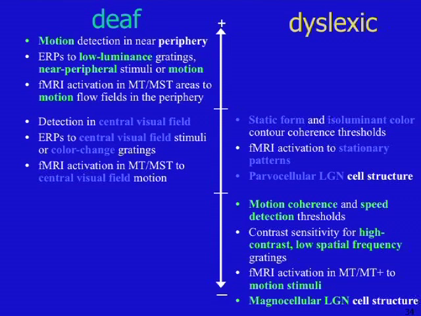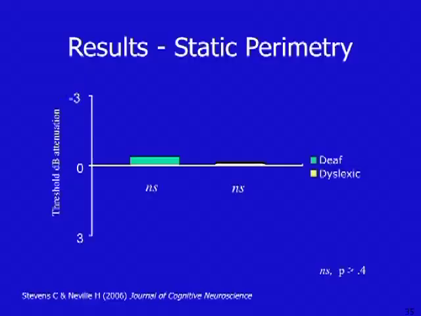So that was in the literature when we did this experiment I'm going to tell you about now. But that's just the literature. We wanted to look at this within the same experimental paradigm, because a lot of people use different paradigms. So we put people's heads in a big dome. We had congenitally deaf adults and their controls, and adult dyslexics and their controls. And detecting a light in the center of the visual field, there are no differences between deaf and their controls or between dyslexics and their controls, just what I implied with the literature I showed you.